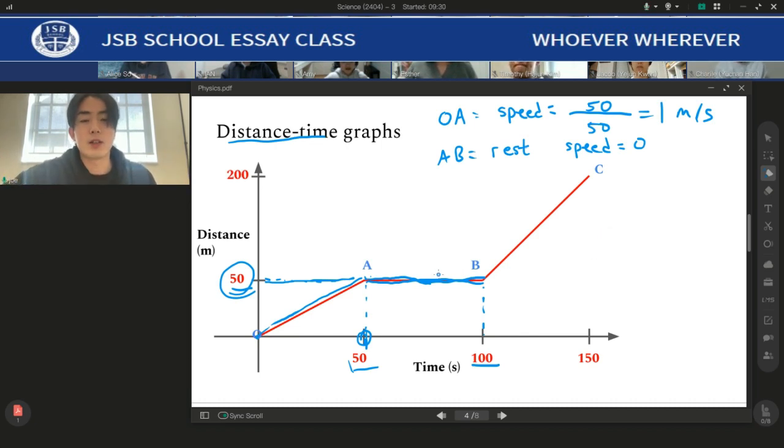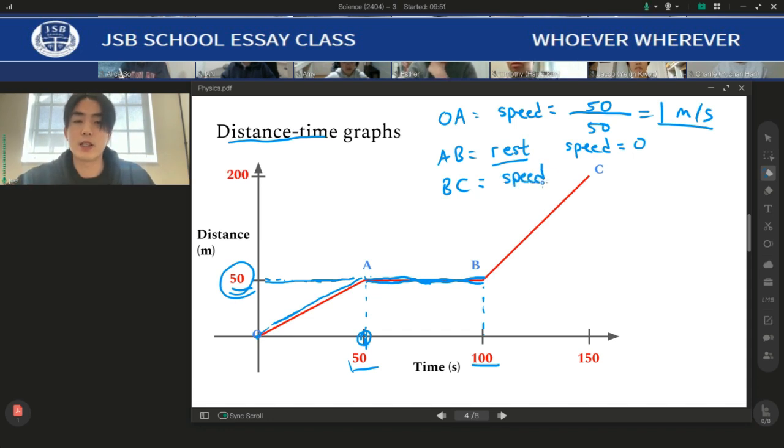Right, so from O to A, the car is moving, speed 1. A to B, the car is stopped or at rest, speed 0. Let's look at B to C. What's happening? Obviously it's moving upwards, right? So the car is now moving again, so we can work out speed again.